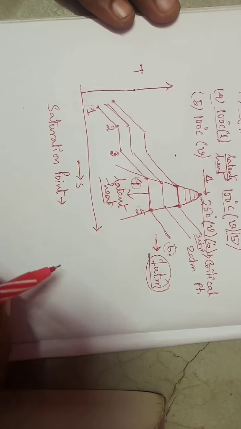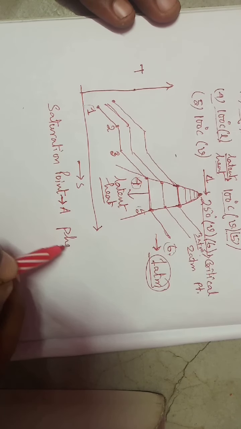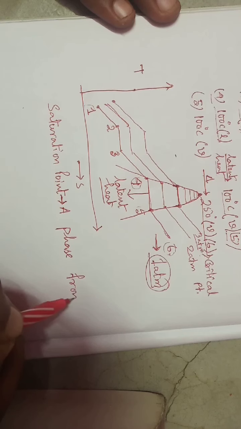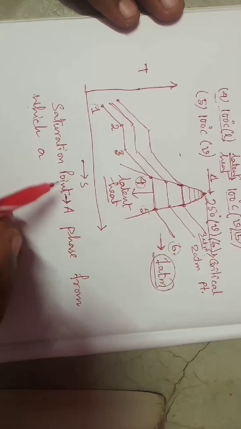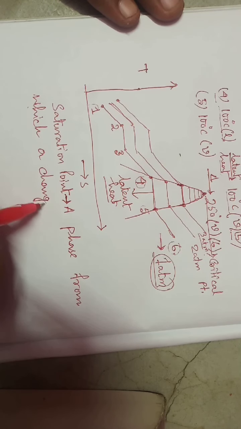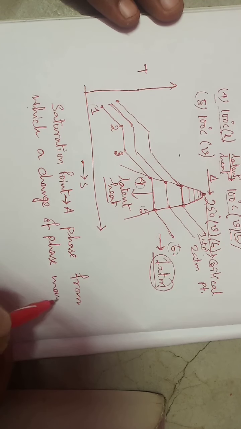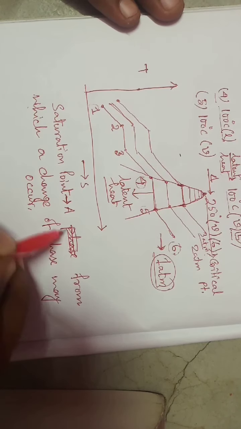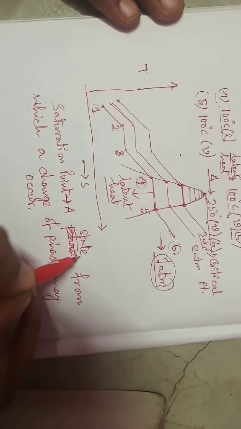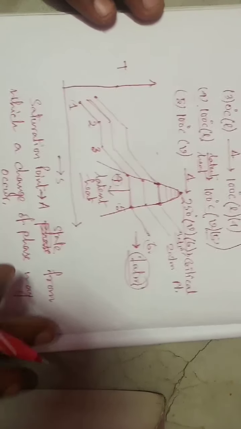Saturation point is a phase, or a point or a state, rather it can be defined as a state from which a change of phase may occur. So where may a change of phase occur?